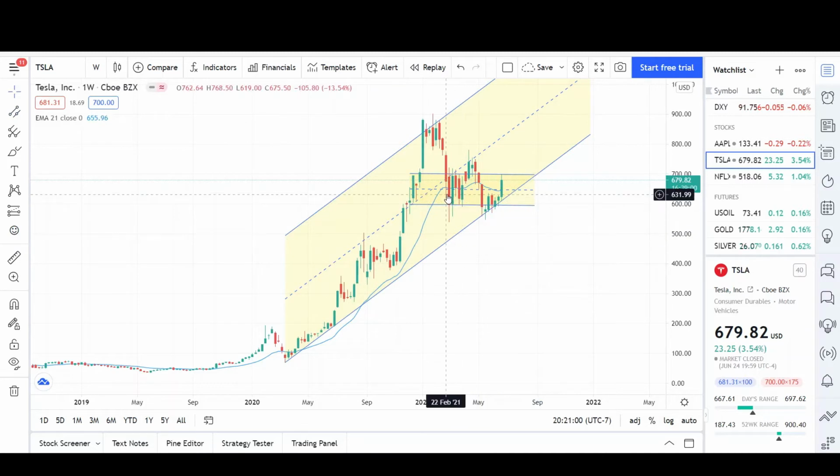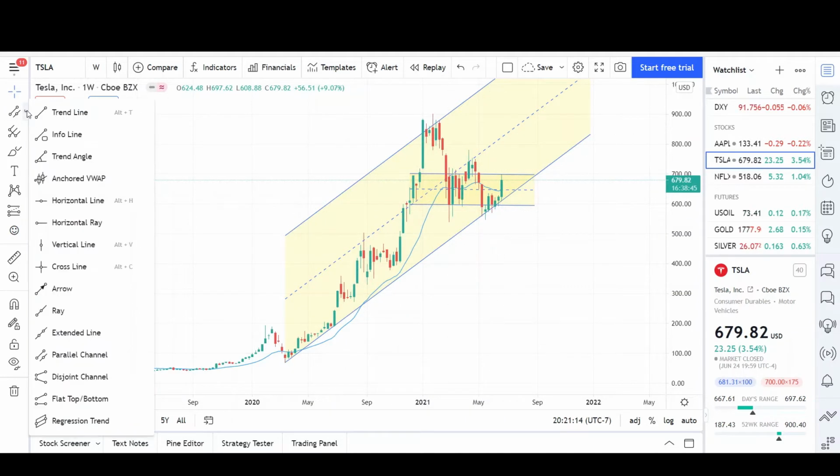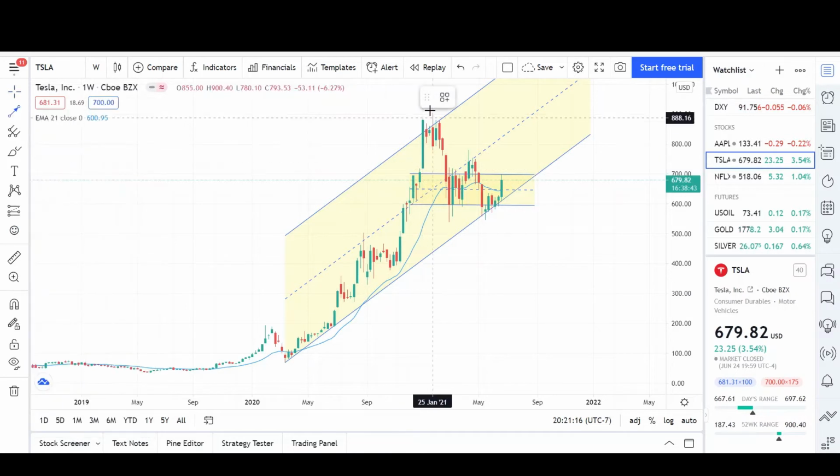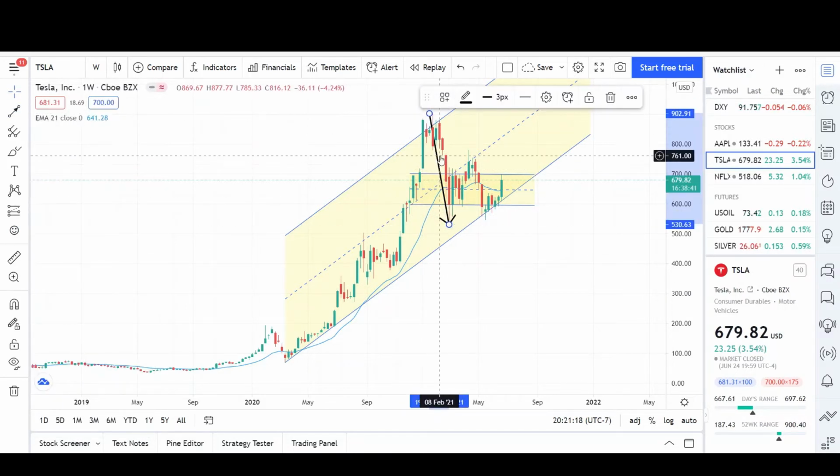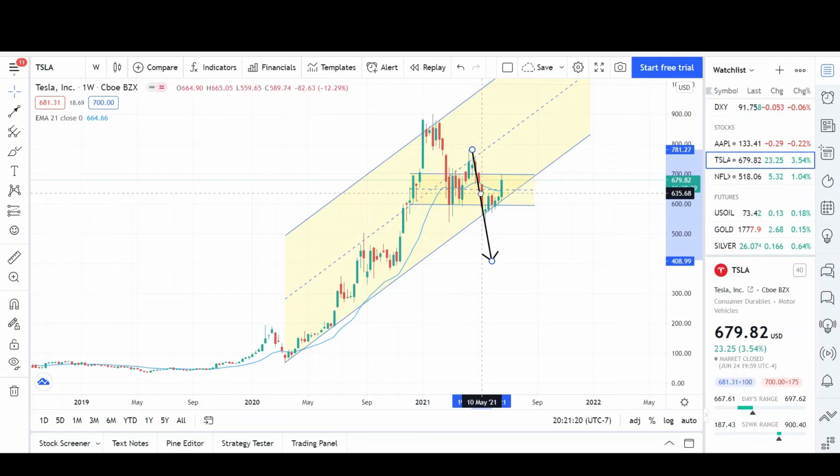We were stuck in this sideways motion since February all the way till about April, and then it broke out, and then we broke out on the lower side, and then we fell back in, and we're still bouncing off this channel right here. If you were to go short, the target would be right here, the 407 level, because we have these gaps that need to be filled and this breakout that was never tested.